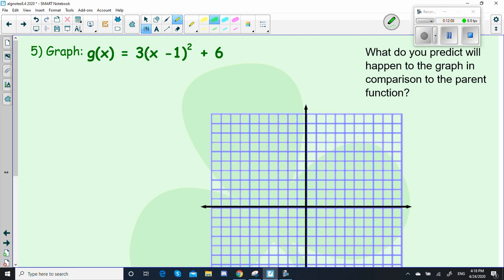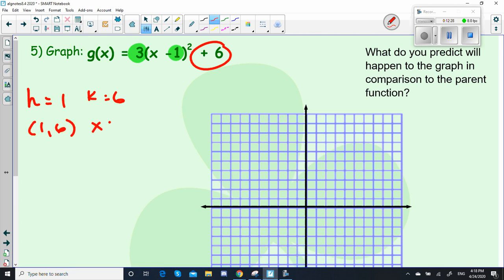Okay, I can tell because of this 3. First of all, it opens up like a smile, and the 3 makes it a stretch or more narrow than the parent function. I can tell that H is +1. I'm going to write that down. H equals 1. And K is +6. So my vertex is 1, 6, and my line of symmetry is x equals 1. So 1, 6. All right, now let's make our table because I don't know what the points are because it is a stretch of the parent function. So 1, 6 is going right in the middle.